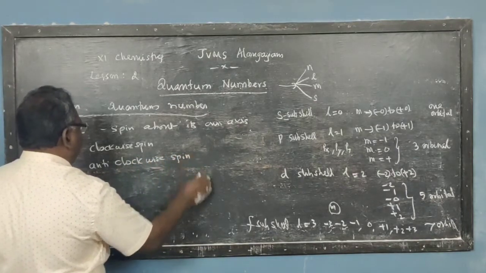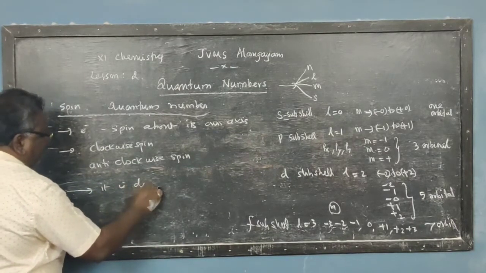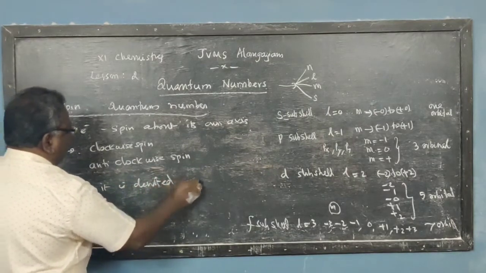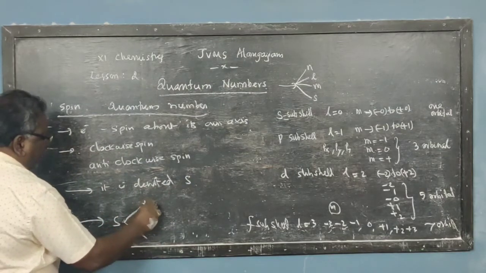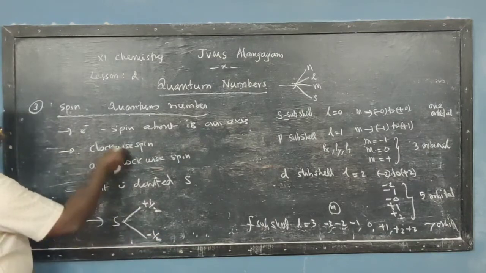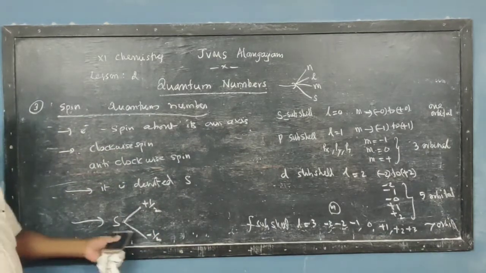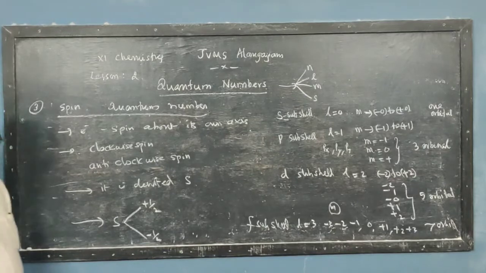Right? And it is denoted as S. And S can have only two values, either plus half or minus half. Plus half will indicate clockwise spin and minus half will indicate anti-clockwise spin. So this is about the spin quantum number.